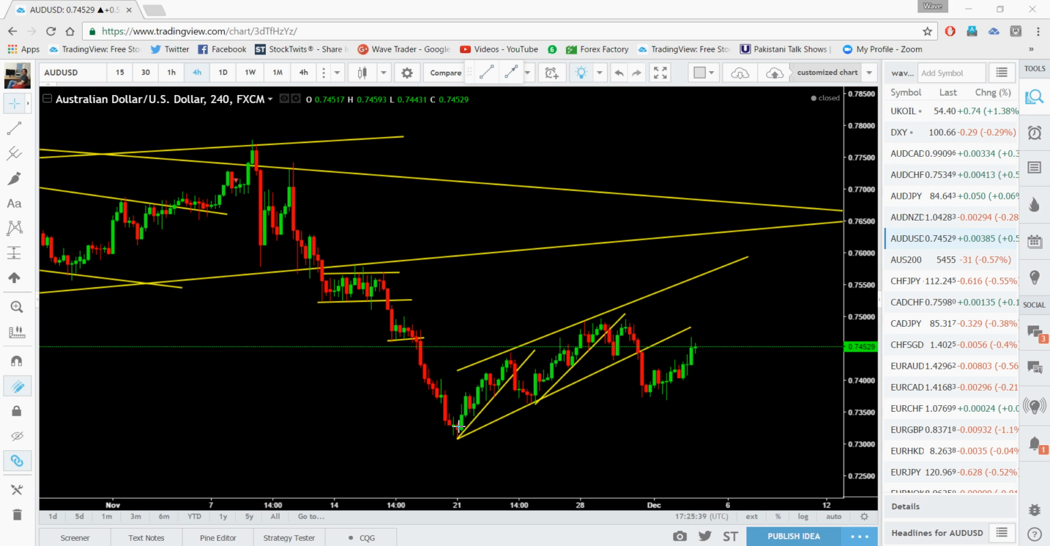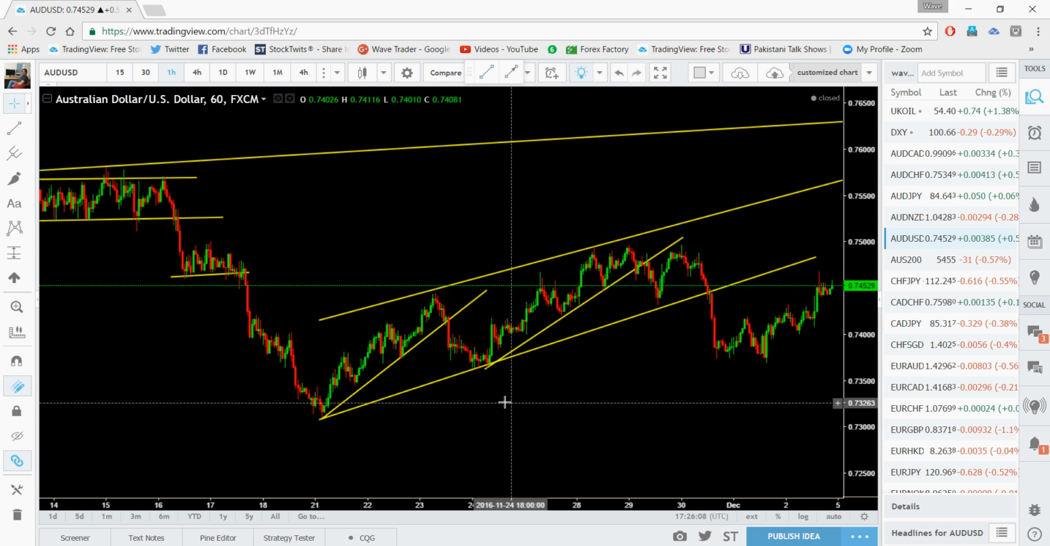So correction, or you can say impulse correction within this trend continuation pattern, and broken down. Now this pattern has extended itself. We were anticipating that this is going to continue to the downside, but it did not continue to the downside. Now this pattern has extended itself, seems like this.